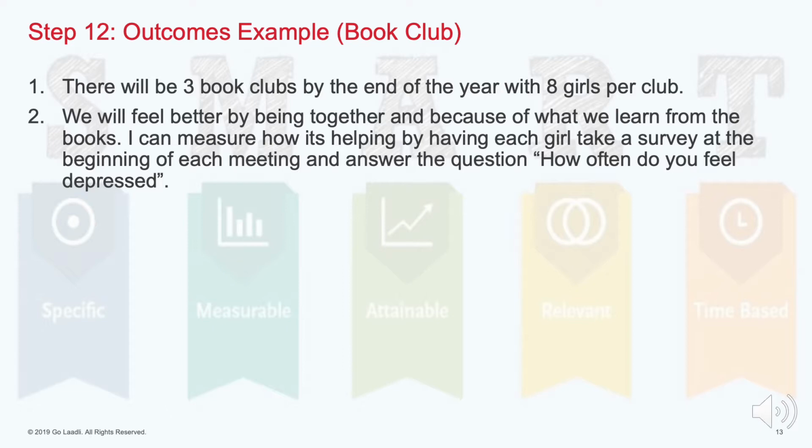In step 12, you need to develop a set of goals that you want to achieve that are specific to your chosen solution. When creating these goals, remember the acronym SMART. A good goal is specific, measurable, attainable, relevant to the problem you are solving, and time-based. Here's a couple of examples from our book club solution.